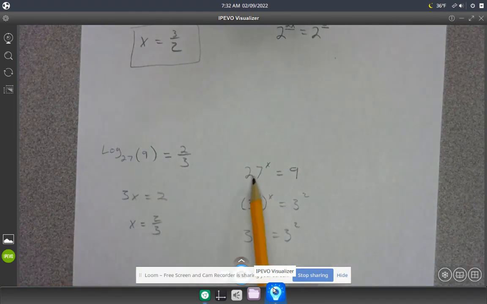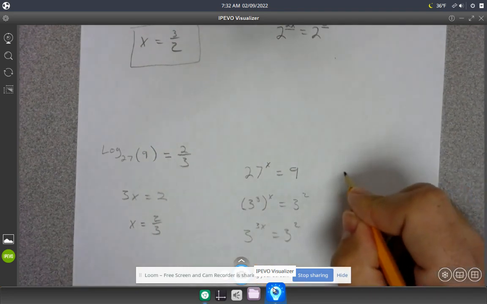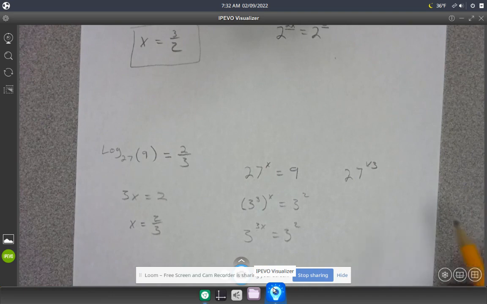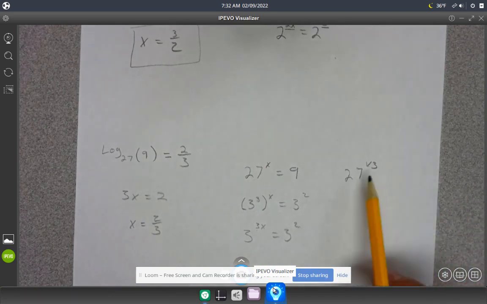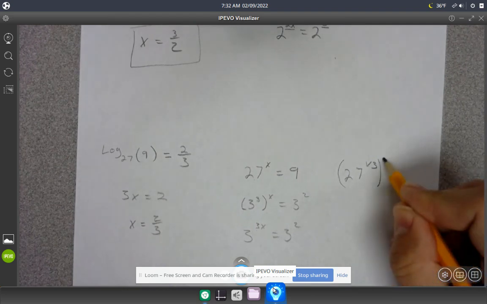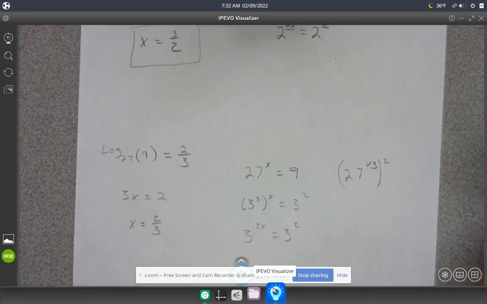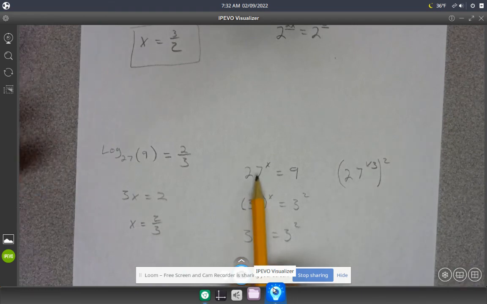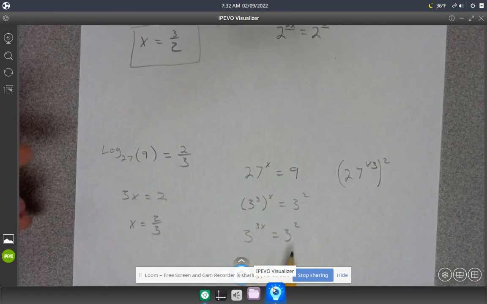All right, and what's going on here is, if you take 27, if you take the cube root of it, okay, raise it to the 1/3 power, this will give you 3, and then 3 to the second power gives you 9. And that's what's going on here. That's the way that you can kind of do these types of equations without having to go through all this process. All right.